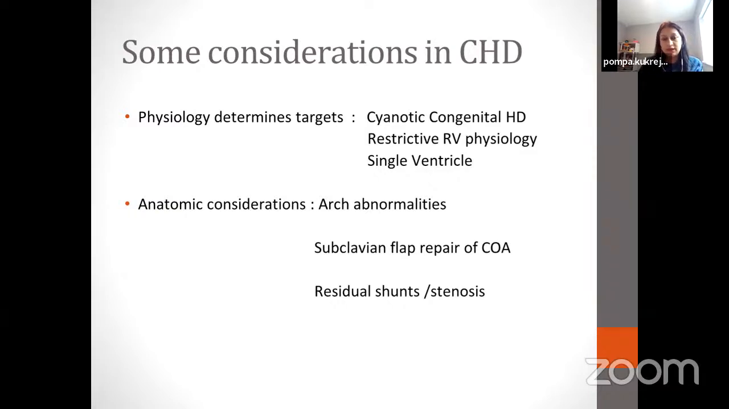The other thing to consider is the anatomic considerations. For example, if you have arch anomalies or a child who has had a coarctation of the aorta repair with a subclavian flap, and you put your arterial monitoring on the side of the subclavian flap repair, then you may not get a good trace, and that may not be representative of your true arterial blood pressure. So it's always important to remember what anatomical abnormality the patient actually has. And the other important thing is if there are any residual shunts or stenosis or any other residual lesions, which may determine the physiological parameters.